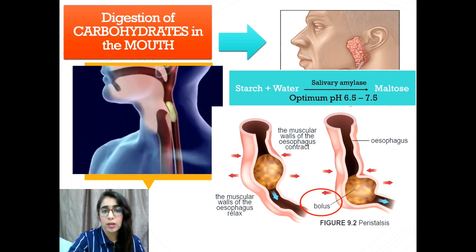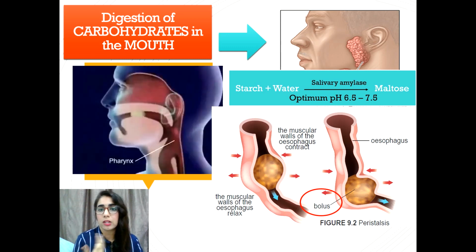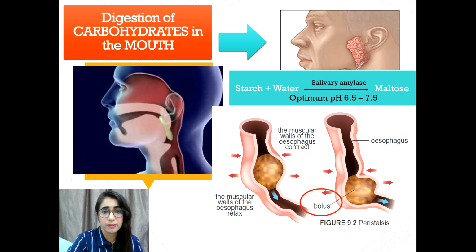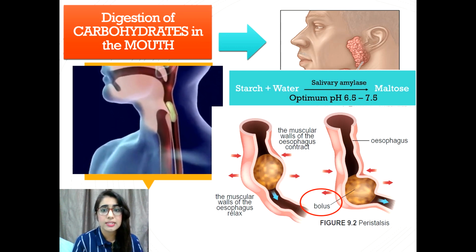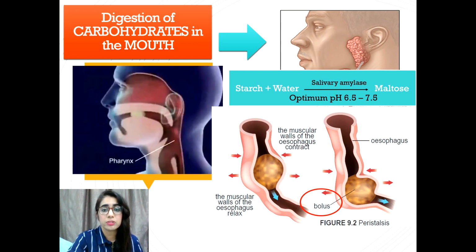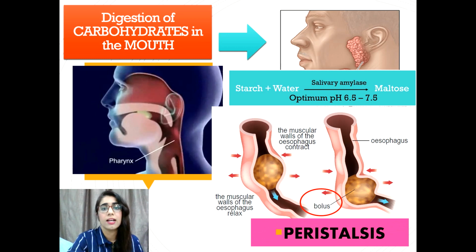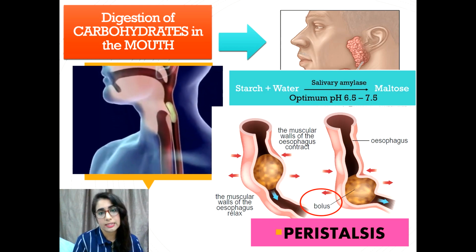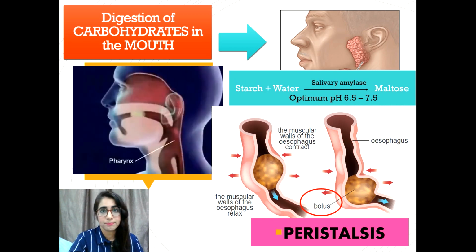So when swallowing, the epiglottis will close the trachea opening to prevent food from entering the trachea. Now, in the esophagus, the food bolus is moved by peristalsis, and peristalsis pushes the bolus through the esophagus till it enters the stomach.